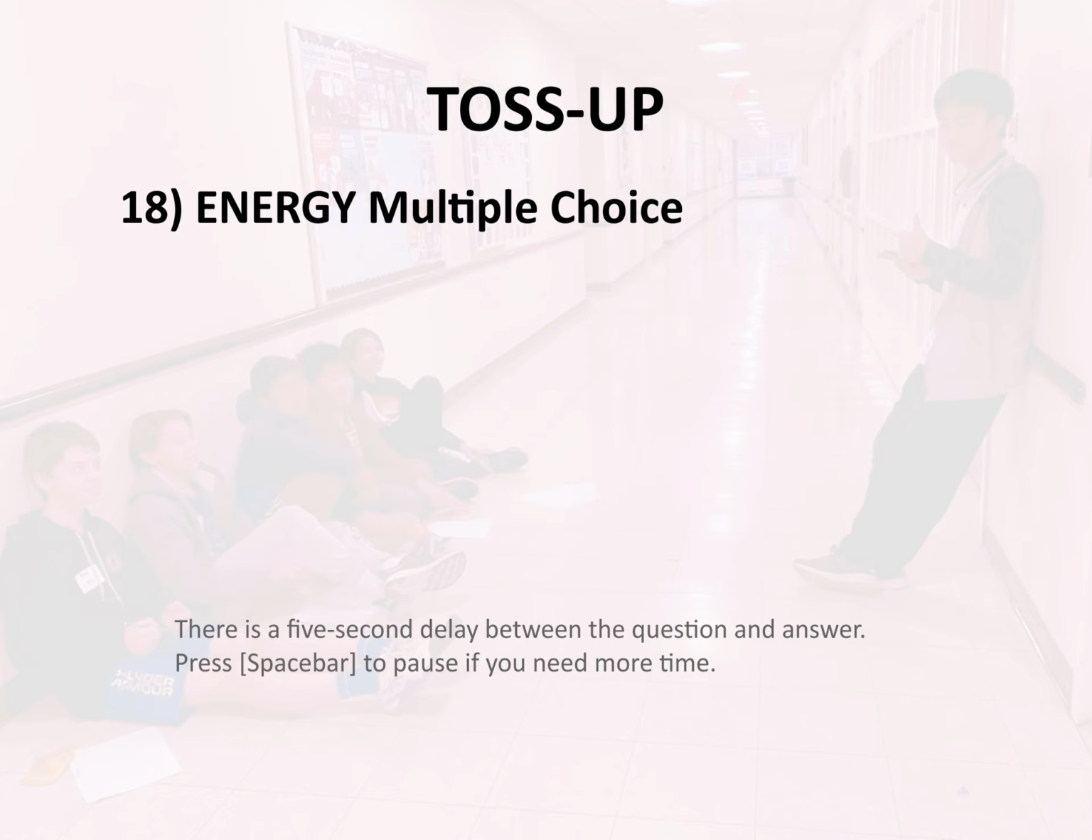Toss-up 18. Energy multiple choice. In general, there are three types of compensation agreements for electricity generated using distributed generation, such as solar photovoltaic. All of the following are examples, except W. Rate allocation. X. Feed-in tariff. Y. Net metering. Z. Power purchase agreement.